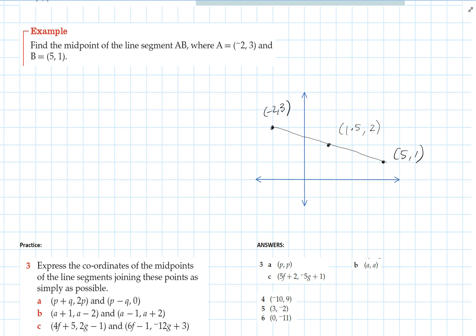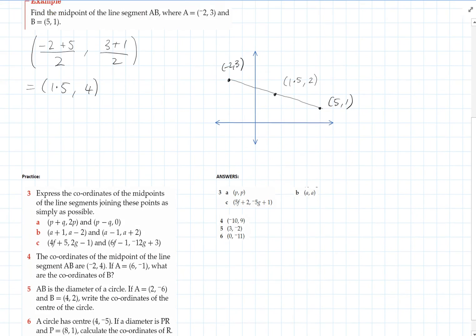We would do it, well, not even algebraically, just numerically, and so we would just simply write the two x coordinates, which are -2 and 5, and then divide them by 2, and the two y coordinates, which are 3 and 1, so 3 plus 1, and divide them by 2. So that gives us 3 divided by 2, which is 1.5, and 4 divided by 2, which is 2, and so that gives us the midpoint.